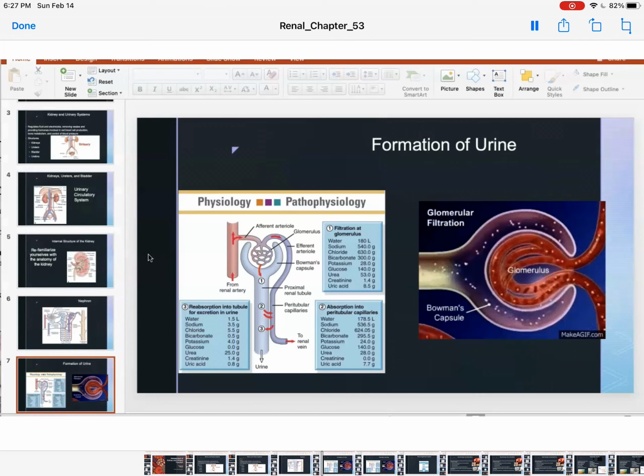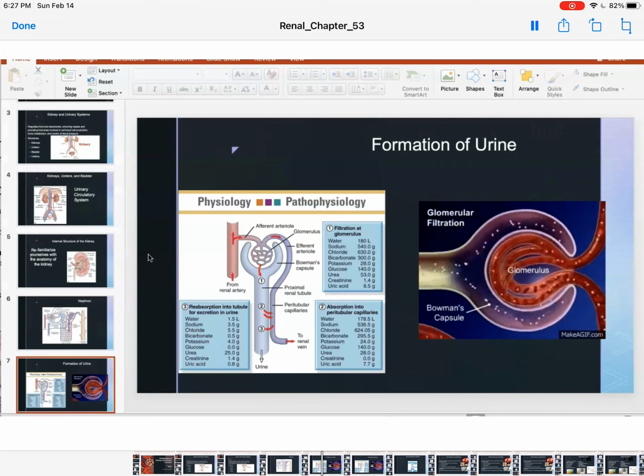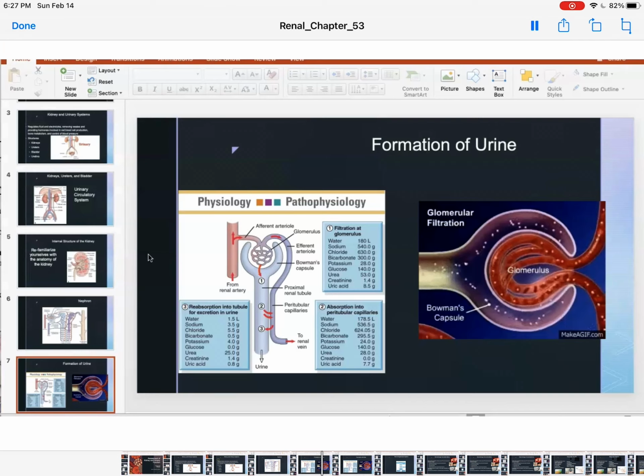The function of the kidney altogether includes urine formation, excretion of waste, regulation of electrolytes, regulation of acid-base balance, control of water balance and blood pressure, renal clearance, regulation of red blood cell production, synthesis of vitamin D, and also secretion of the prostaglandins.